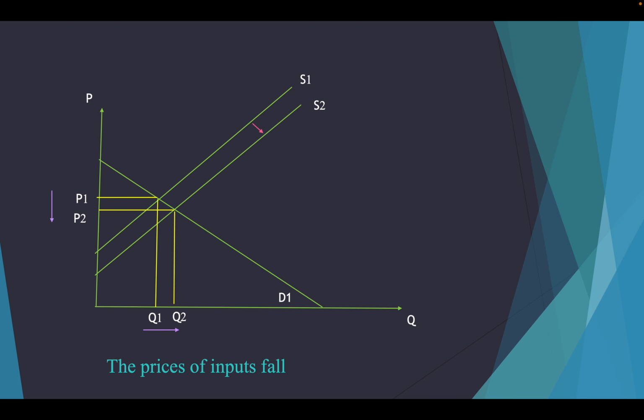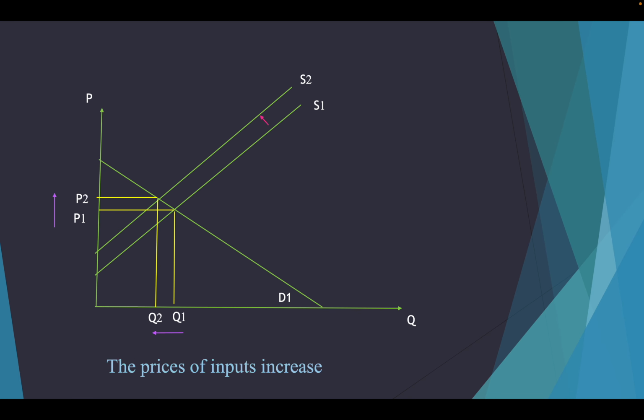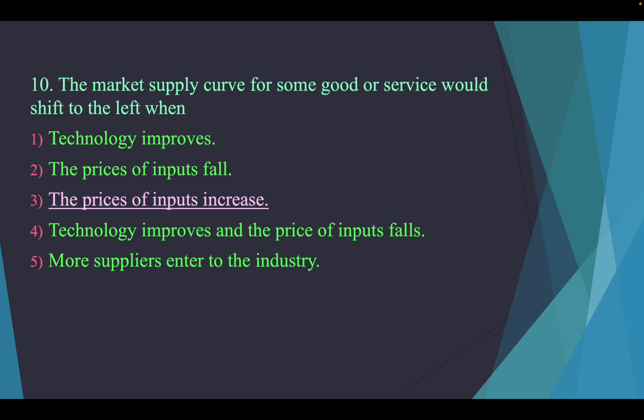Okay, then shift to the right side. Then prices of inputs increase. What happened? Prices of input increase means the inputs, the land, labor, capital, prices are increasing. You cannot take more profit because the cost is high. Then you decrease the supply. The supply curve shifts to the leftward. That is the answer. The supply curve shifts to the left side.